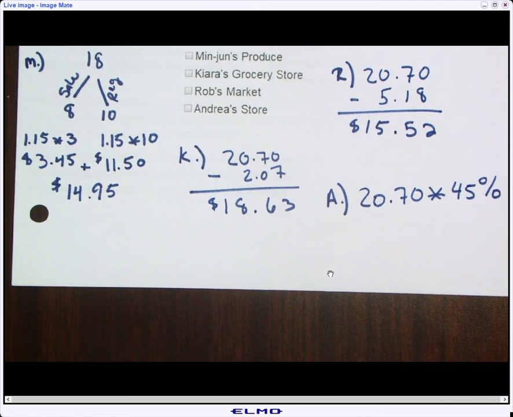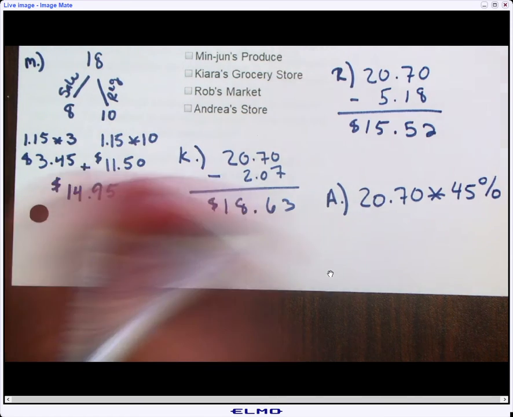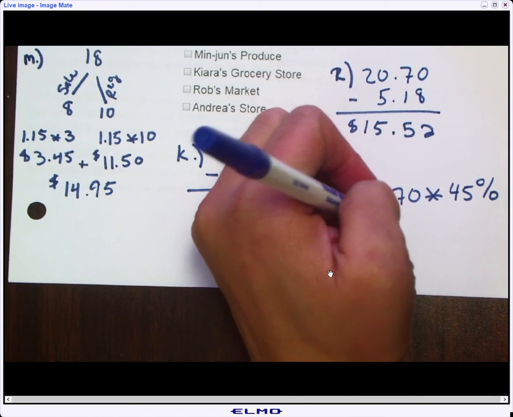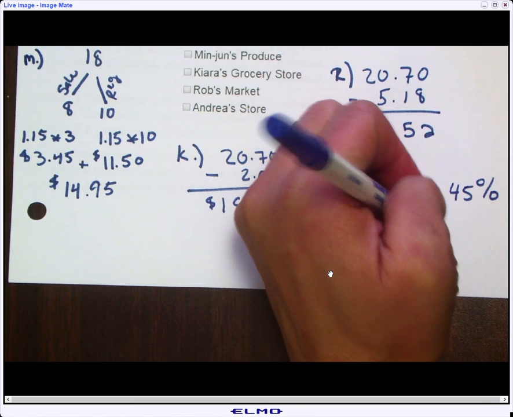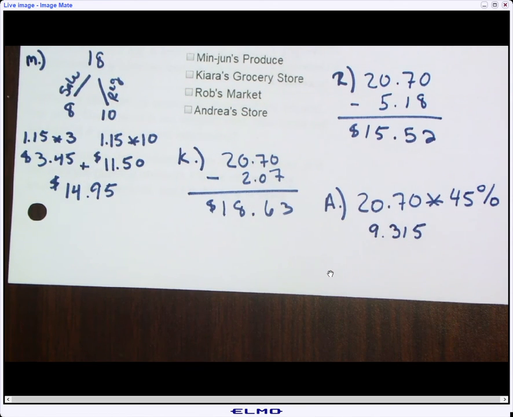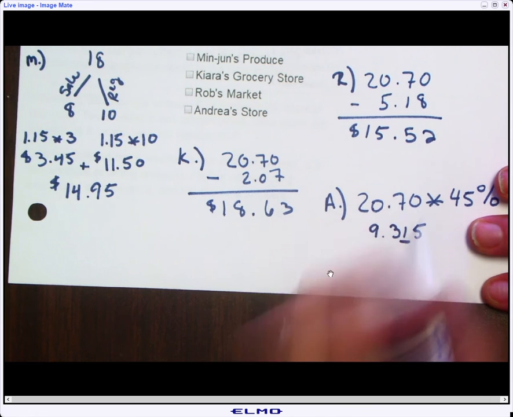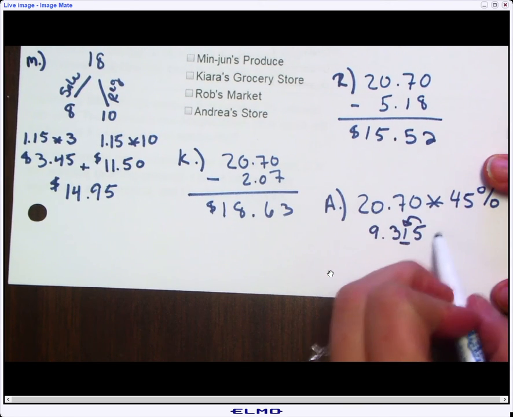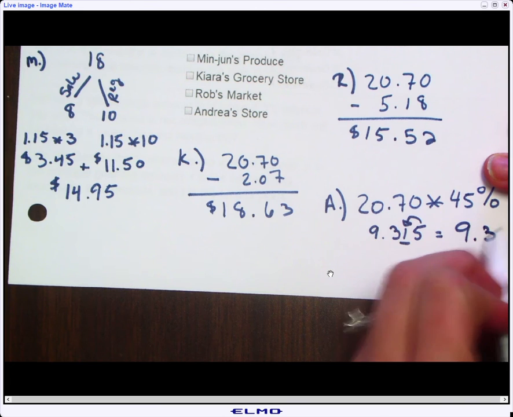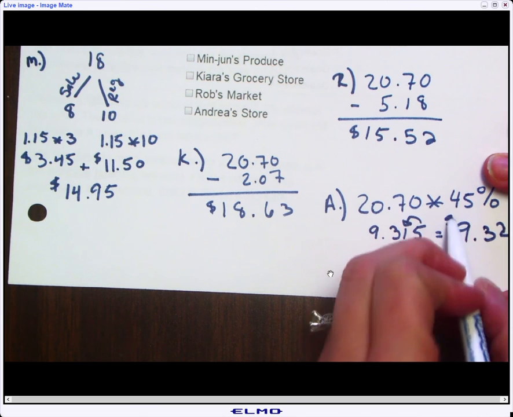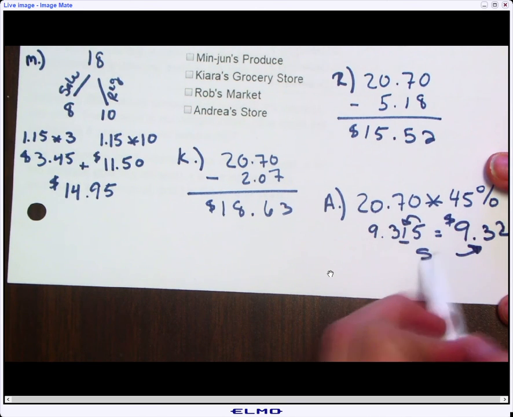Sorry, my calculator's having a bad day right now. And when I do that, I get 9.315. I remember that money has two decimal places, so I'm going to look here. The 5 is going to round it up to $9.32. This is what you save.